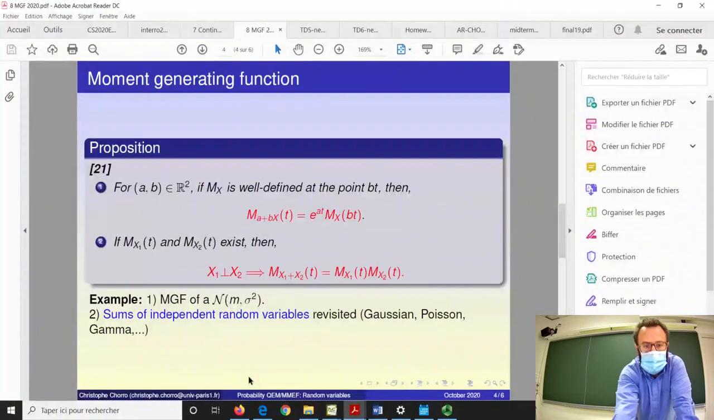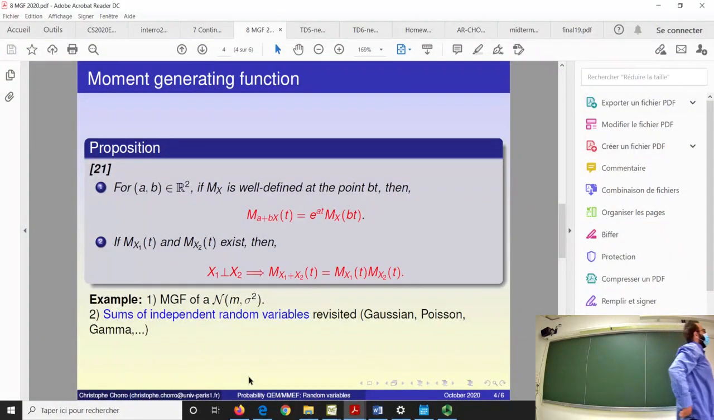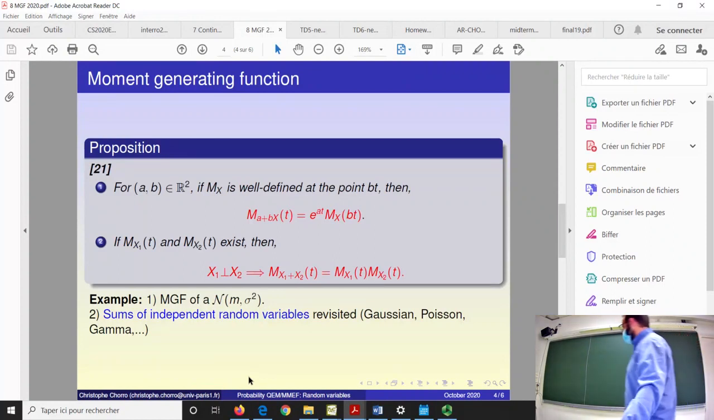So I have finished the previous session with this slide. Remind that I have defined the moment generating function. When it exists, it is given by this quantity here. I have done the computation for Poisson, Gamma, Gaussian. The three that you have to know.